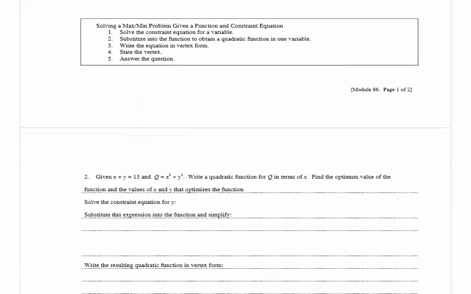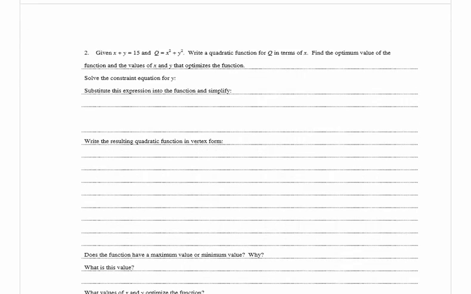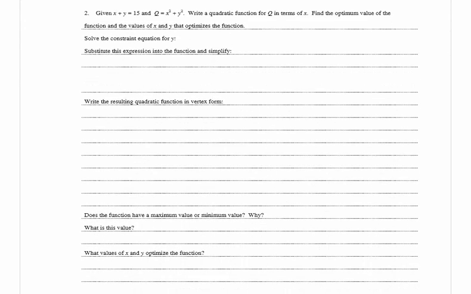In the box, they give us steps to solving a max-min problem given a function and a constraint equation. 1. Solve the constraint equation for a variable. 2. Substitute into the function to obtain a quadratic function in one variable. 3. Write the equation in vertex form. 4. State the vertex. And 5. Answer the question.